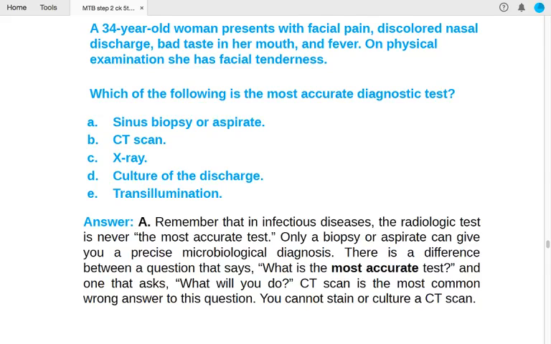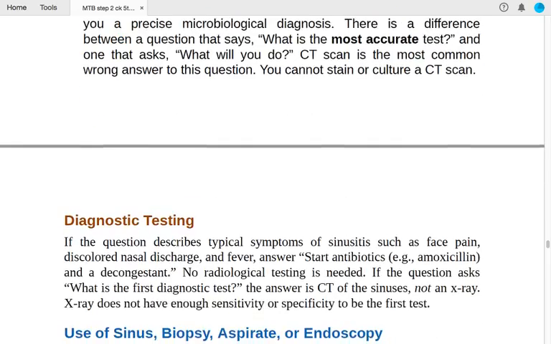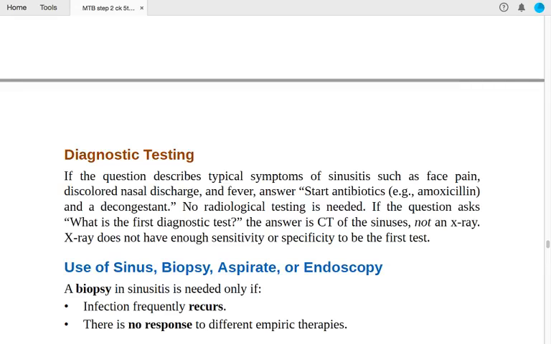We will never go for the CT scan. You cannot stain or culture a CT scan, definitely. So we will not go for that. For the diagnostic testing, if the question describes typical symptoms of sinusitis such as face pain, discolored nasal discharge, fever, then you have to answer start antibiotics, for example amoxicillin and a decongestant. So always remember, if they're asking you for the management option and the typical symptoms are there, like face pain, discolored nasal discharge, fever, we'll definitely start antibiotic. No radiological testing is needed.